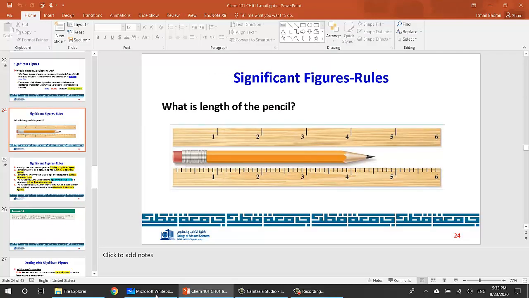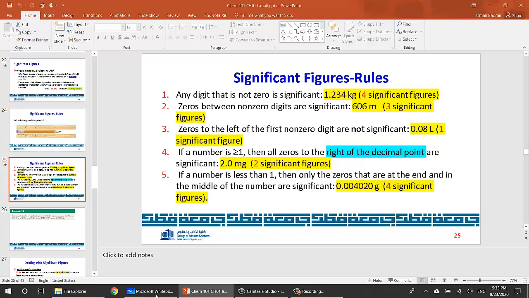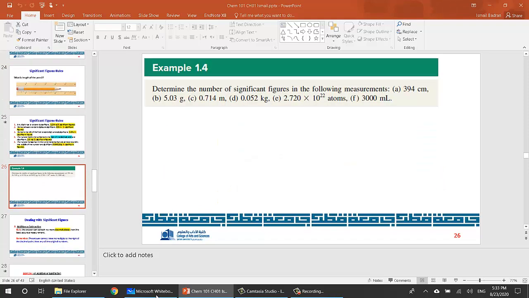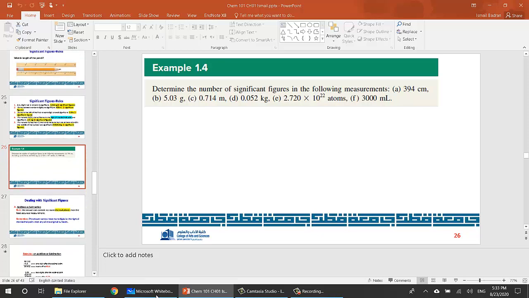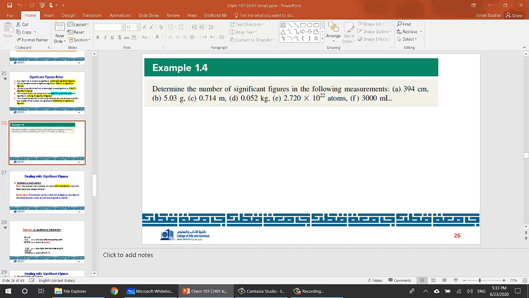And of course, we talked about the ways to add, subtract and multiply significant figures. I want you to please review this question, exercise 1.4, and I hope that you have solved the practice exercise that follows this question.